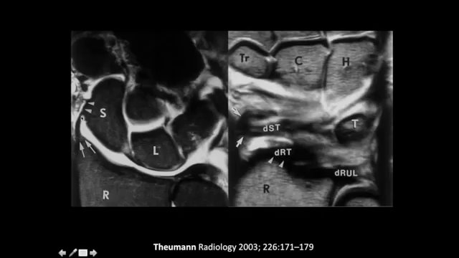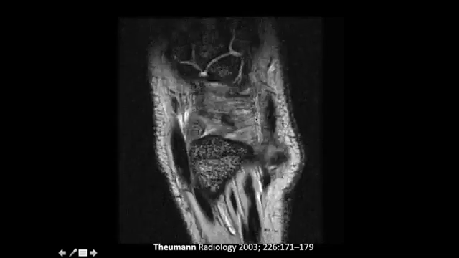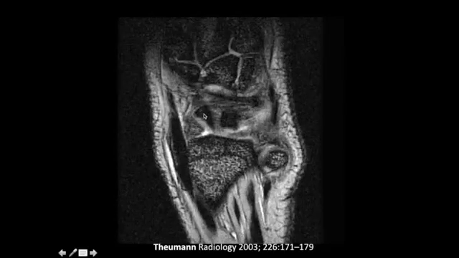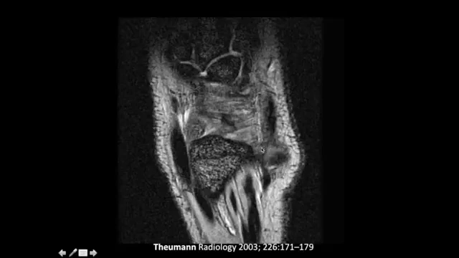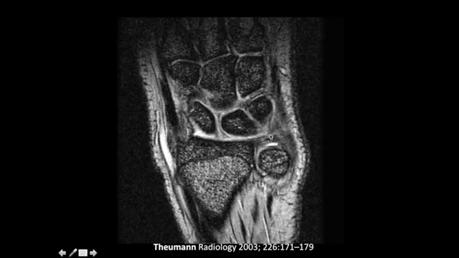So here on this coronal MRI, we see the radiocollateral ligament extending from the radial styloid into the scaphoid. And more dorsally, we see the dorsal fibers of the distal radioulnar ligament, the dorsal radiotriquetral ligament, and the dorsal intercarpal ligament, specifically the dorsal scaphotriquetral ligament. Here we see the dorsal radiotriquetral ligament. We see the dorsal intercarpal ligament, and these fibers are the dorsal scaphotriquetral ligament. We see the distal dorsal radioulnar ligament here. And finally, we see fibers of the dorsal ulnotriquetral ligament.